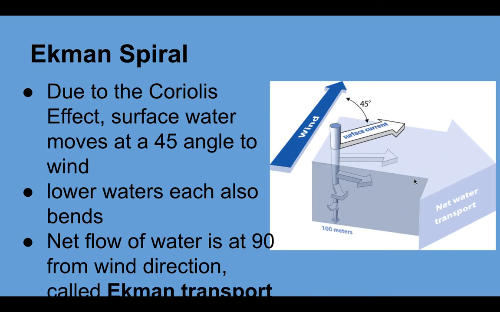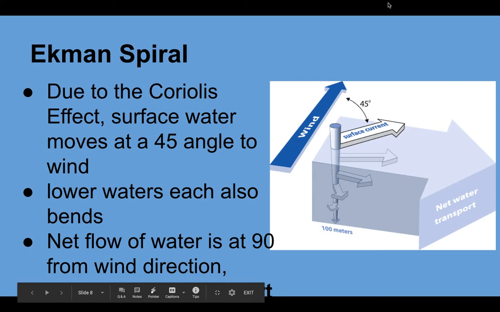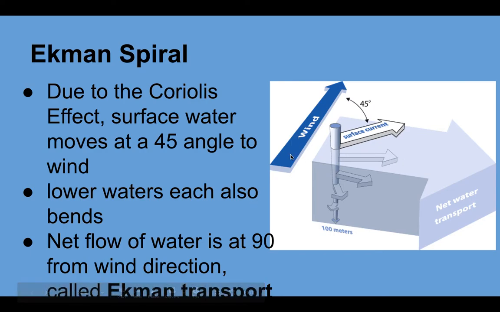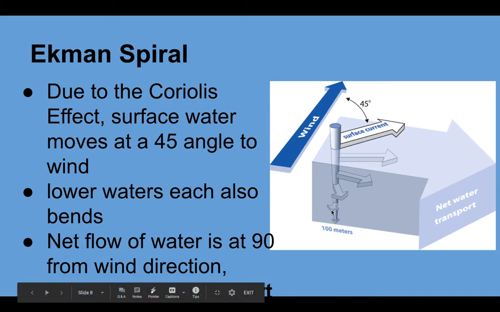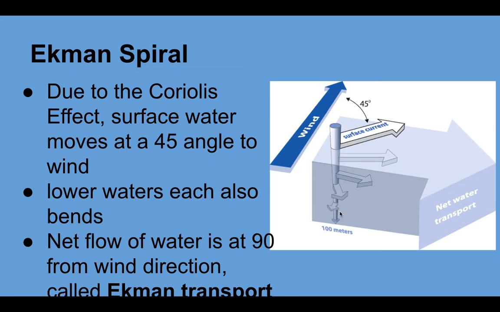The net water transport is important. Just because wind goes in one direction does not mean that water will go along with it. It's going to go 90 degrees away from that. And this is called Ekman transport, or the Ekman spiral. It is called the Ekman spiral because it was discovered by a man named Ekman.